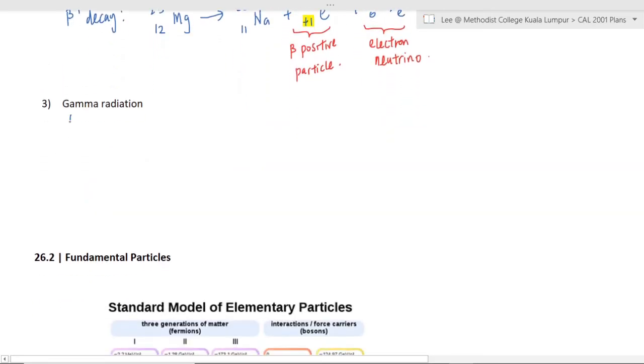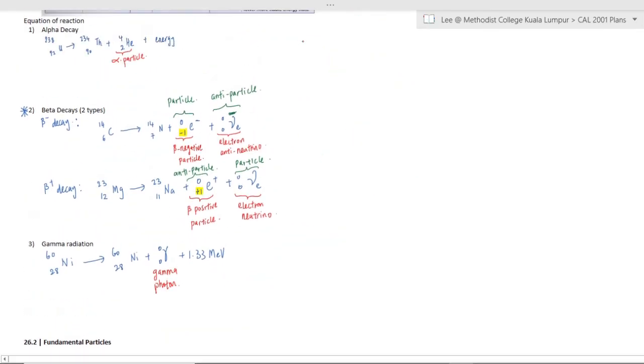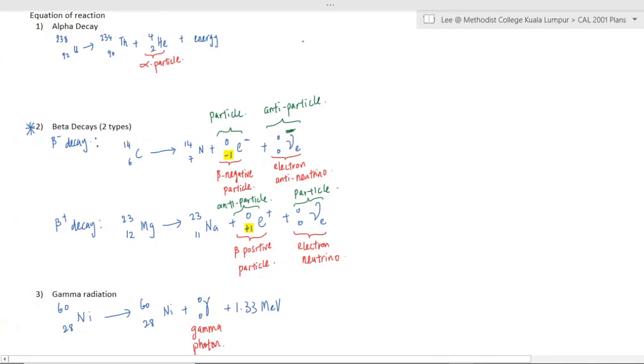And the final one, you have gamma radiation. I'm just going to give you an example, because gamma doesn't change the nucleus. It only transitions the nucleus into a lower energy state, releasing some energy. So this is your gamma photon. Those are your nuclear reactions written down in equation form. You just need to know how to balance them, because sometimes you might release more than one type of particle, or more than one helium, or more than one electron.